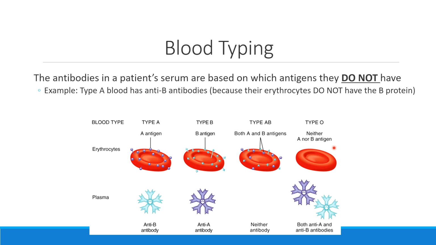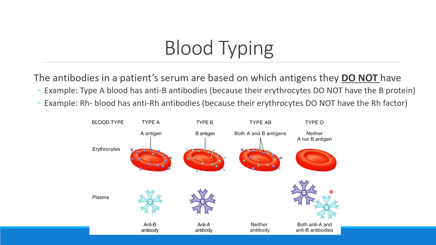But notice my friends over here with type O blood. Their red blood cells don't have A's, they don't have B's, so any of those kinds of things would be abnormal for them. Their antibodies in their bloodstream would be both for A and for B.